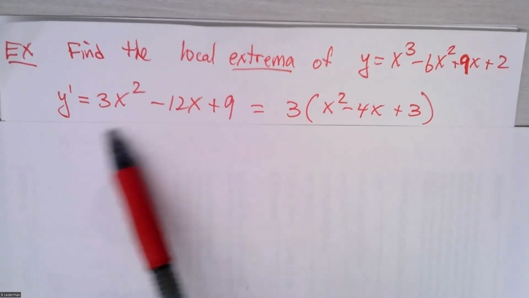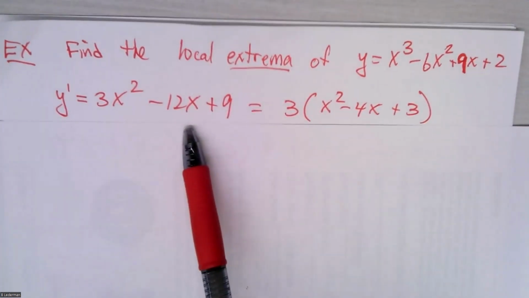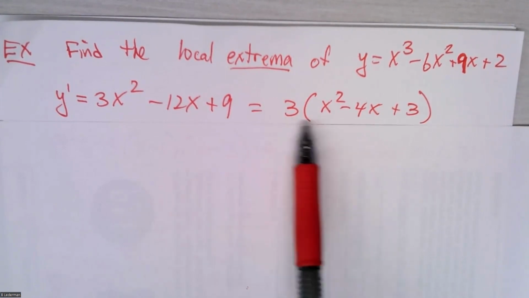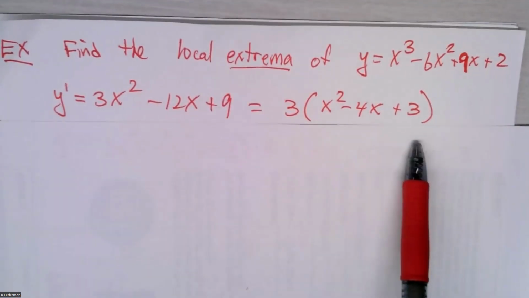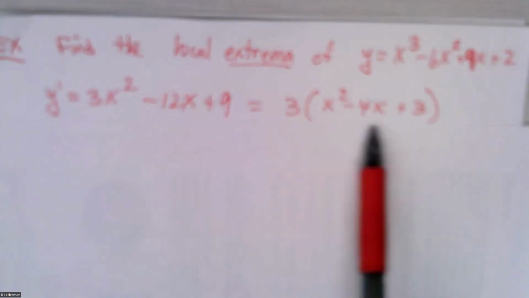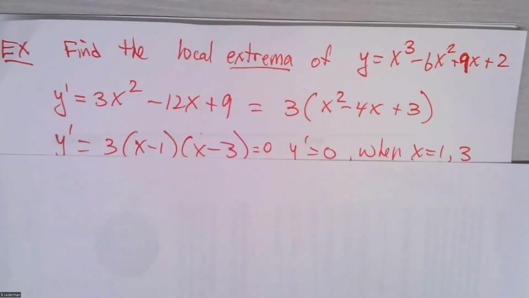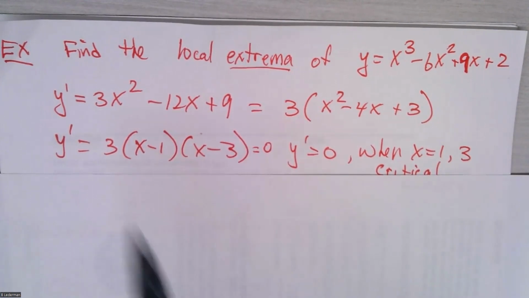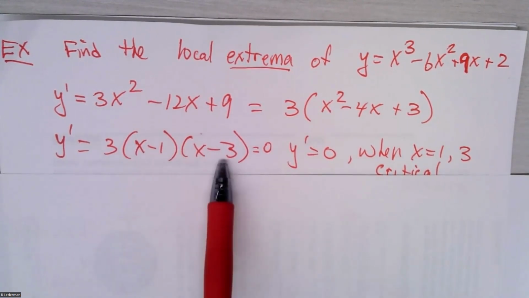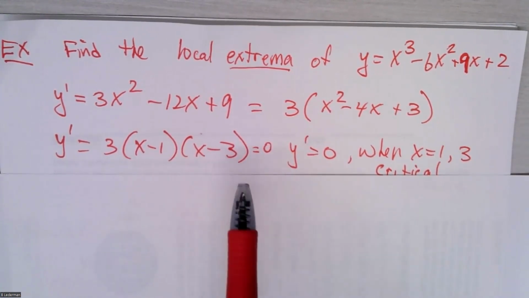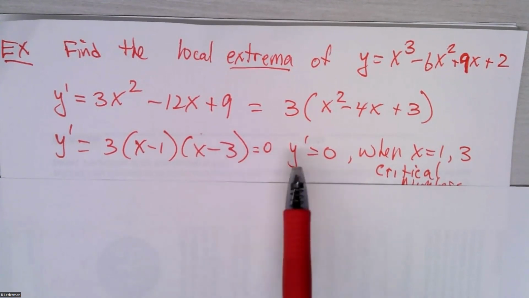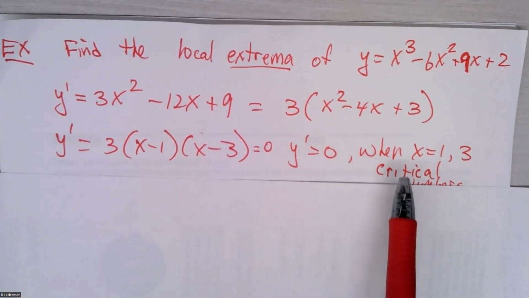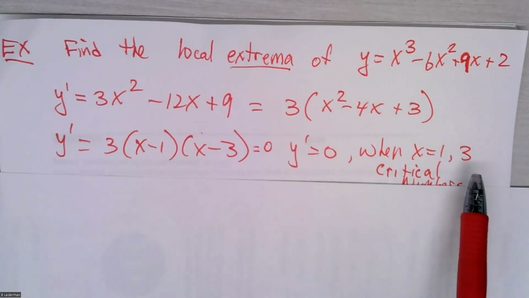Now, everything here is a 3, so I'm going to factor out the GCF of 3. And this is 3 times x squared minus 4x plus 3. Now, this quadratic in the parentheses can be factored, and it factors into x minus 1 times x minus 3. So we see that y prime is equal to 0 when x is equal to 1 and 3.